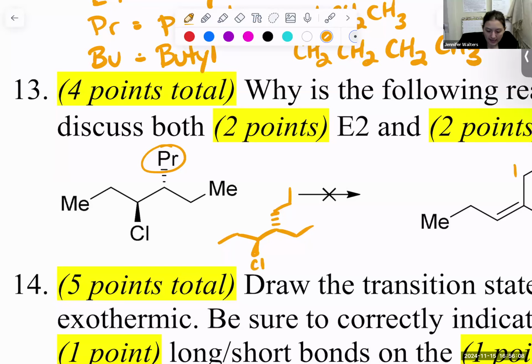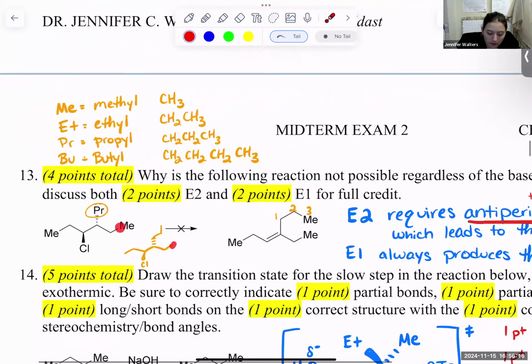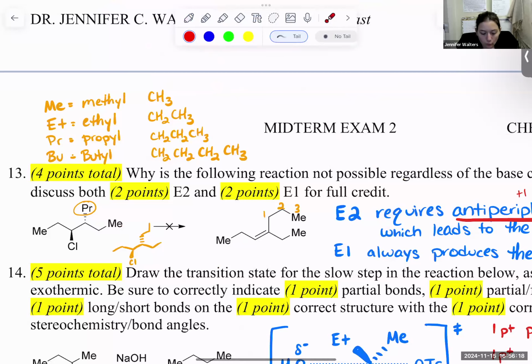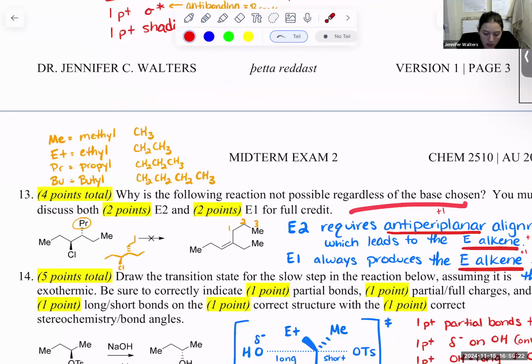Is that structure telling us that that's just a CH3 at the end of that line. Okay, so to the actual point of the question, we're trying to say why it is not going to be possible, regardless of our base chosen, to make this product. Why can't I make this product? And you must discuss why it doesn't work for both E2 and E1.